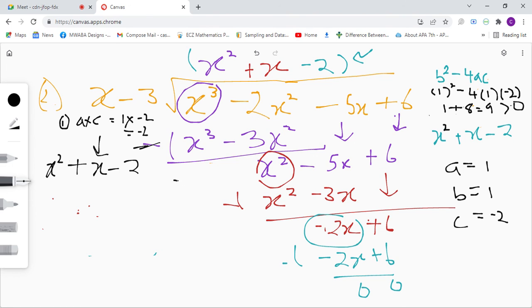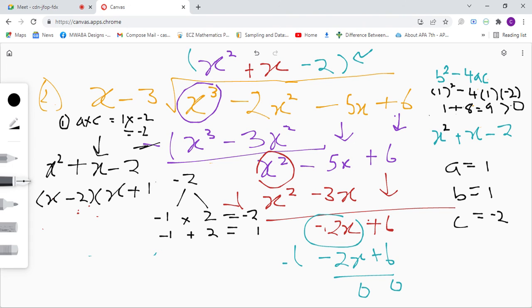So we look at this negative 2 here. What are the factors of 2? We have 1 and 2. This is now where we can play around. Let's try negative 1 and 2. Negative 1 times 2 gives you negative 2. Then negative 1 plus 2 gives you positive 1. So this satisfies the criteria. We're going to factorize like this: x minus 1, then x plus 2. So now we have simplified this quadratic expression here.